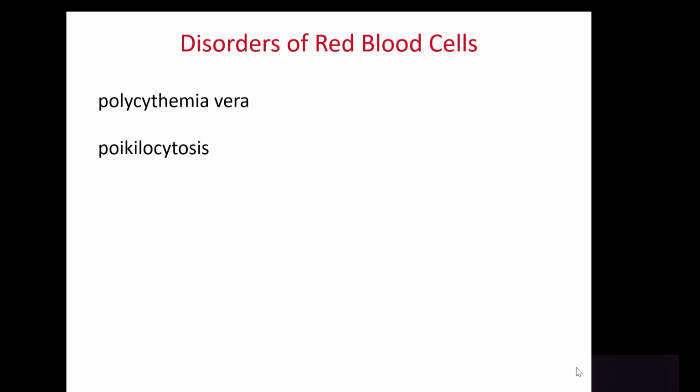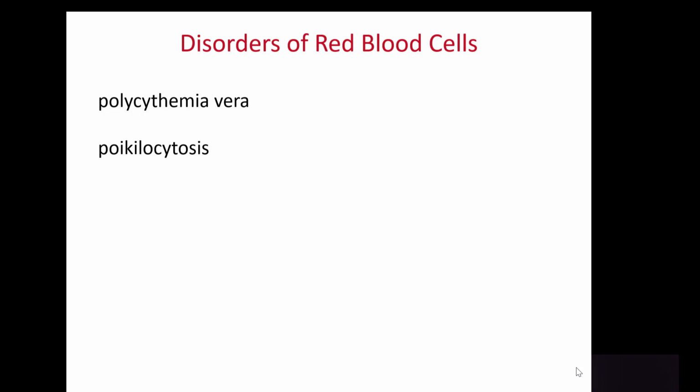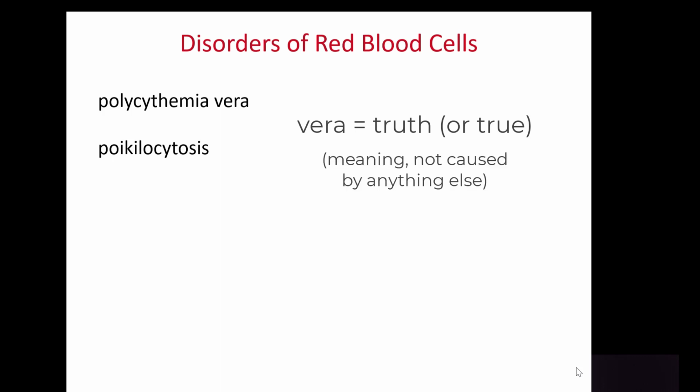The last two conditions here are polycythemia vera and poikilocytosis. Let's look at the first one. If you break down polycythemia, emia means blood condition, poly means many, and cyte means cell. So this is literally a condition of an overproduction of blood cells by the bone marrow. Vera is Latin for truth. So in polycythemia vera, the cause is unknown, or true polycythemia.